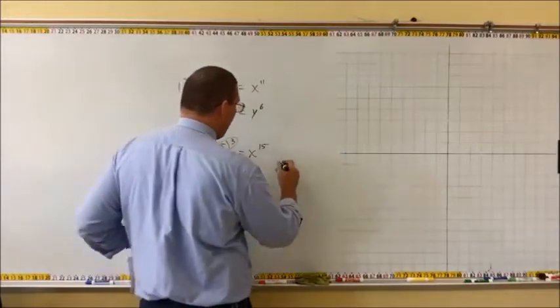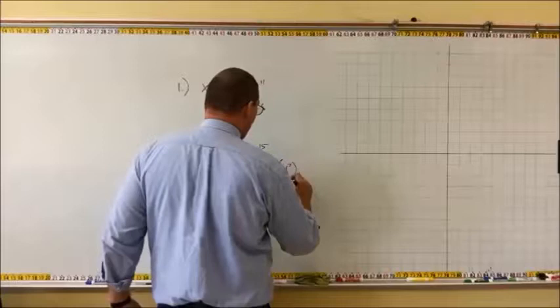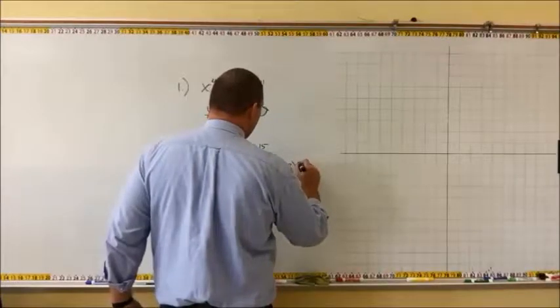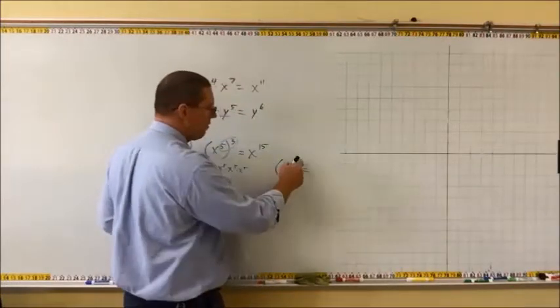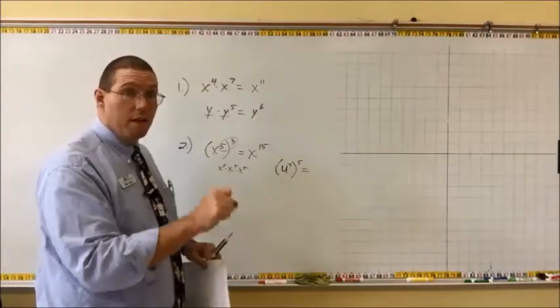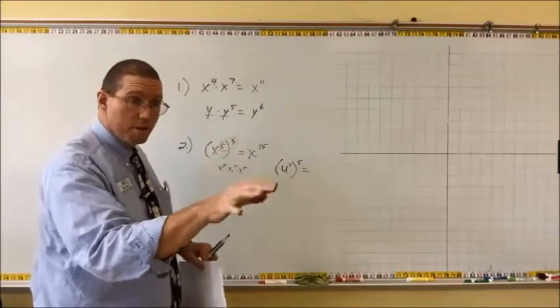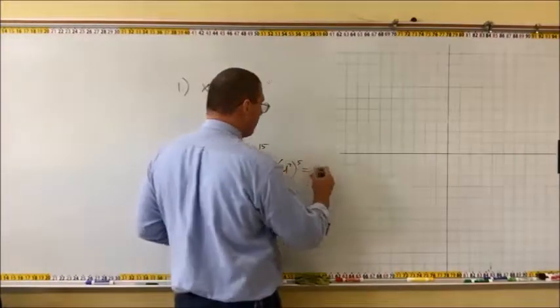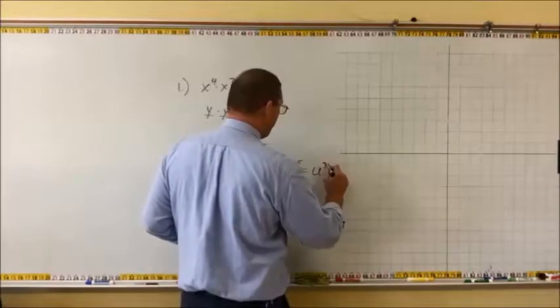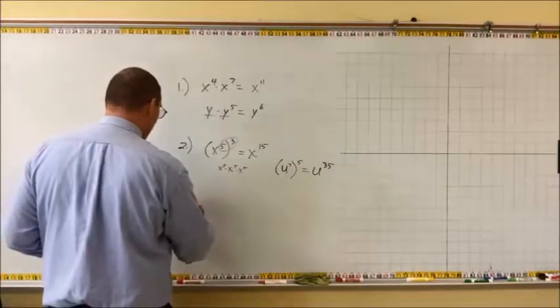So what if we had u to the 7th power to the 5th power? Well, this means 5 u to the 7ths. That's 5 of them, u to the 7, 5 times over. u to the 7 times u to the 7 times u to the 7 times u to the 7 times u to the 7. So you do 7 times 5, which is u to the 35th power. Okay? All right, question number 3.